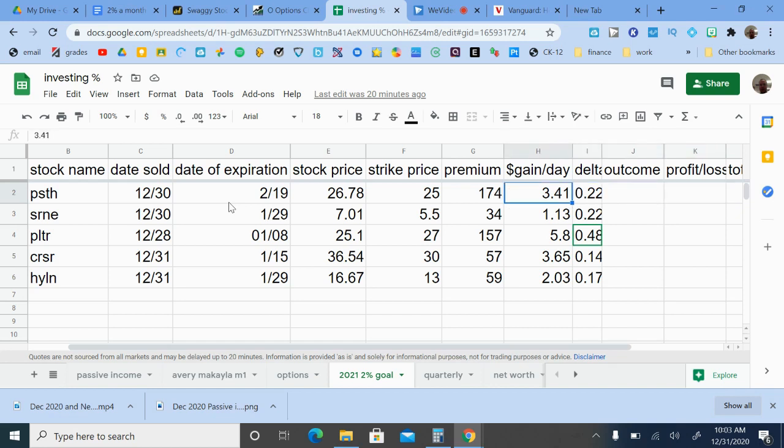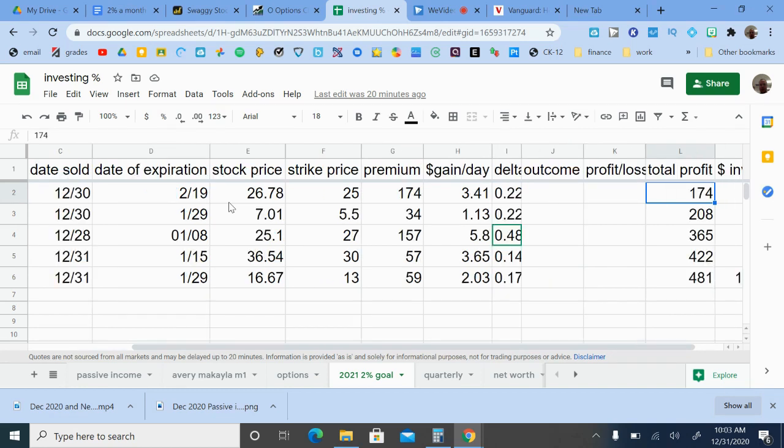So for instance, PSTH, let's say I just let it expire worthless on February 19th. I would put a profit of $174. Let's say I bought to close this for $74. In that case, I'd subtract $174 minus $74. The profit would be $100 and so on.